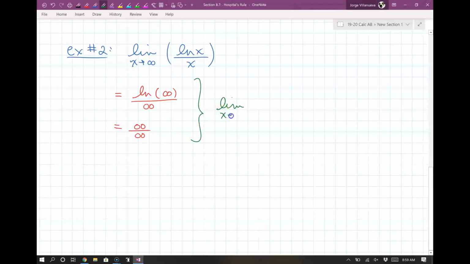So the limit as x approaches infinity of, what's the derivative of ln of x? 1 over x. What's the derivative of x? Well, it's a 1. So that means that this is basically the limit as x goes to infinity of 1 over x, which is equal to what? That's 0.